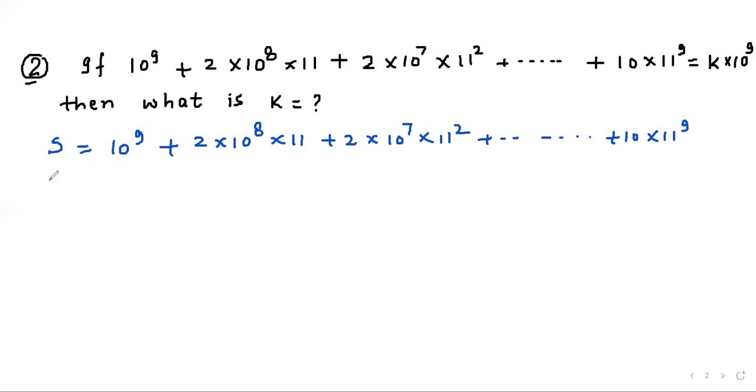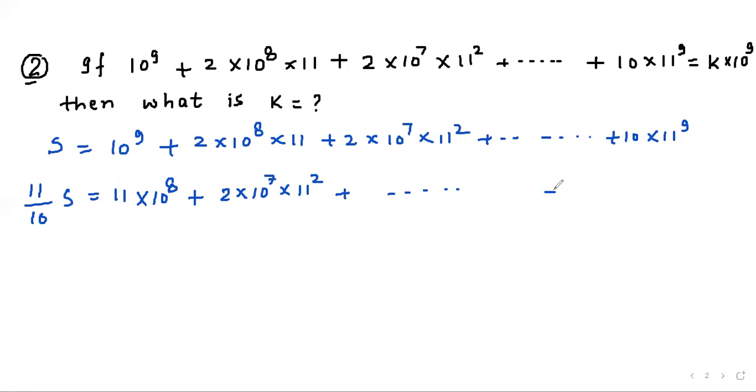Now if we multiply each term by 11 by 10, so 11 by 10 S equals 11 into 10 to the power 8 plus 2 into 10 to the power 7 into 11 square plus dot dot dot plus 10 into 11 power 9 plus 11 power 10. Now we subtract the two.